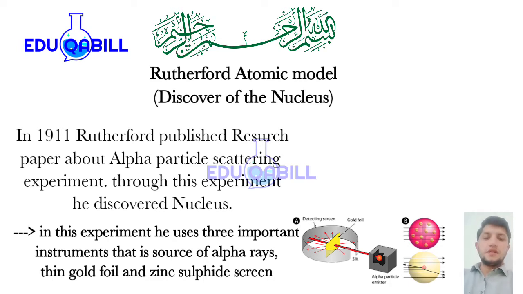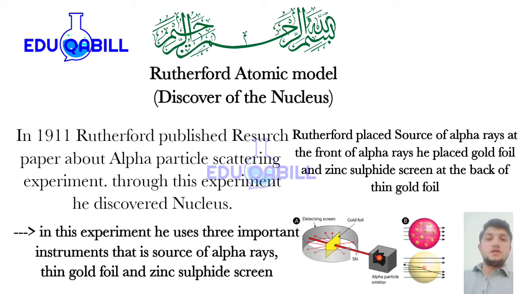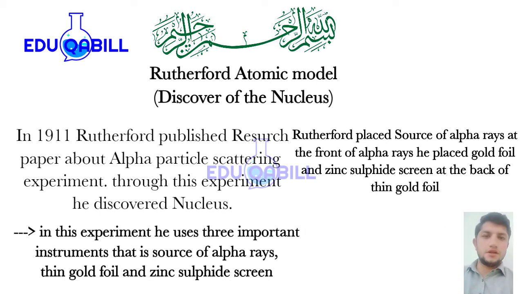In this experiment, Rutherford used three important instruments. The first one is the source of alpha rays, the second one is thin gold foil, and the third one is zinc sulfide screen. Rutherford placed the source of alpha rays in front. He placed the thin gold foil, while in the back of the gold foil he placed the zinc sulfide screen.